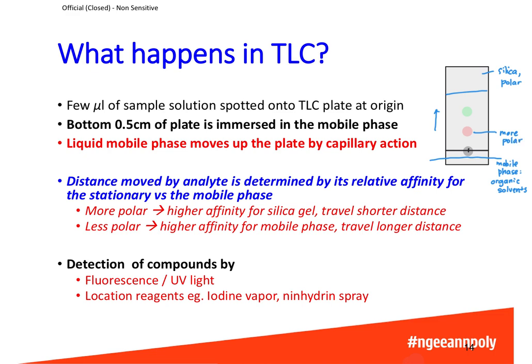For a compound that is less polar, it would have a higher affinity for the mobile phase, which is less polar than the silica gel, and therefore it will travel a longer distance. So on the diagram, this green spot here is the less polar compound. The compounds on the TLC plate can be detected using fluorescence or UV light, as well as location reagents such as iodine vapor or ninhydrin spray.